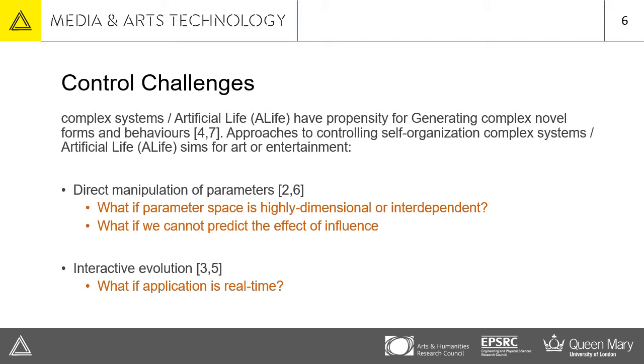Complex systems and artificial life simulations are often used as the engine for generative art or entertainment systems because of their propensity to generate novel and complex forms and behaviors. Many of these art or entertainment systems of this type are completely autonomous, but those that are not may allow users to, for example, directly manipulate system parameters or influence the system through some kind of interactive evolutionary interface. However, it is difficult to give users direct control over parameters if they are highly dimensional or interdependent, and if the effect of their manipulation is hard to predict. Furthermore, interactive evolutionary interfaces are not usually suitable for real-time system influence.